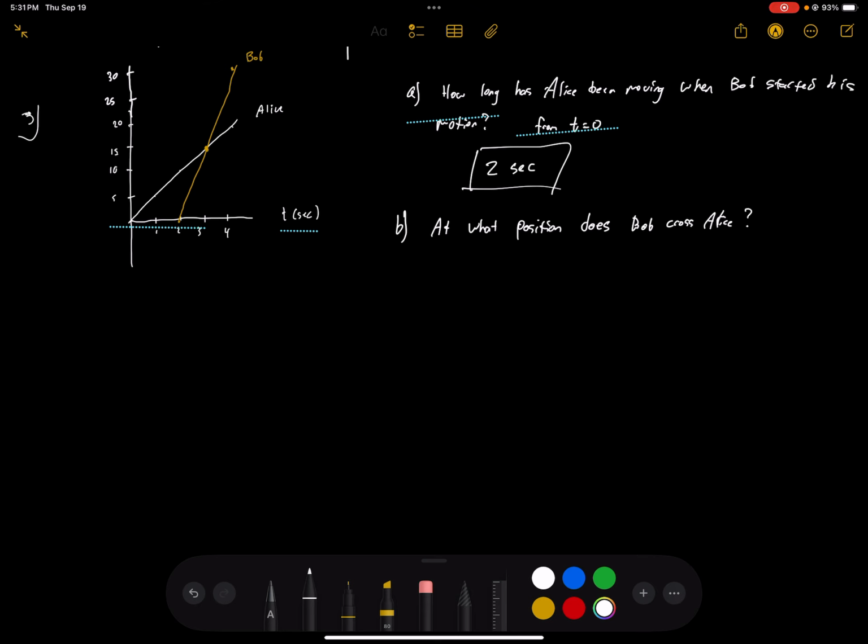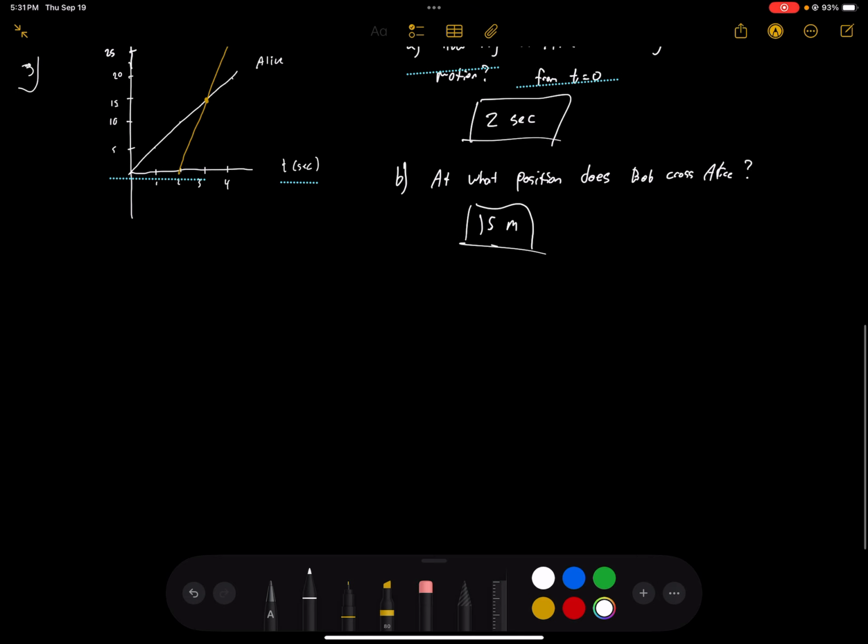Well, you just look at the graph, and my drawing's a little crude, but it's going to be a little bit more obvious for the test. So here, what I was trying to do is have it set at 15 meters. It's not perfect in the picture, but that's what I was going for. So at 15 meters, that's where they cross, right?